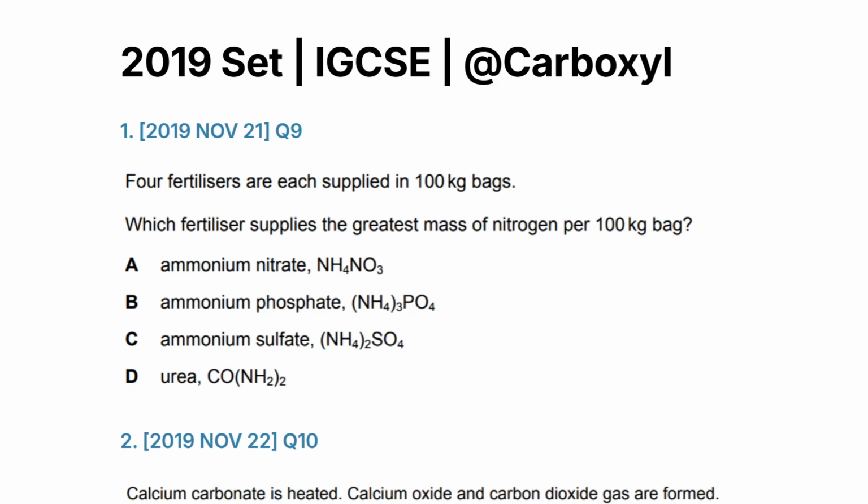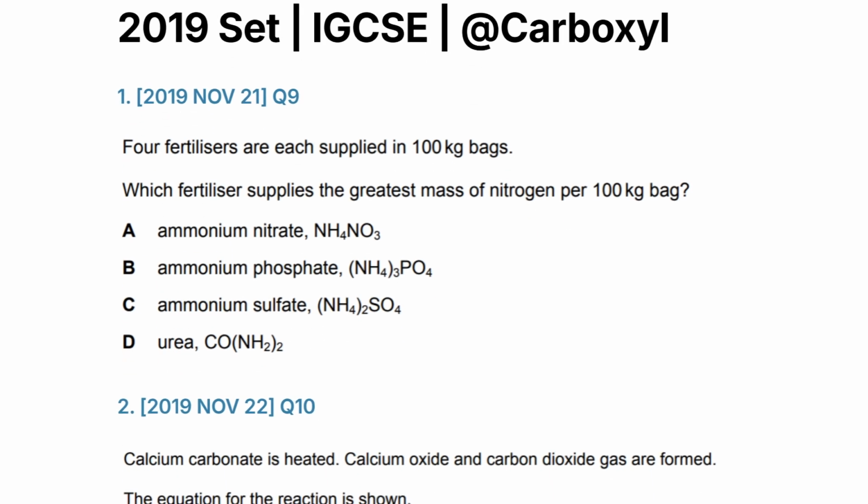Question number 1 says 4 fertilizers are each supplied in a 100 kg bag. Which fertilizer supplies the greatest mass of nitrogen per 100 kg bag? So we have to calculate the percentage by mass of nitrogen. It's pretty easy. How do you calculate percentages?